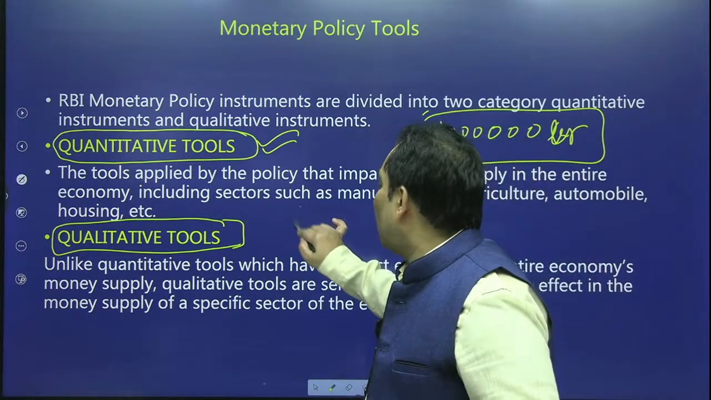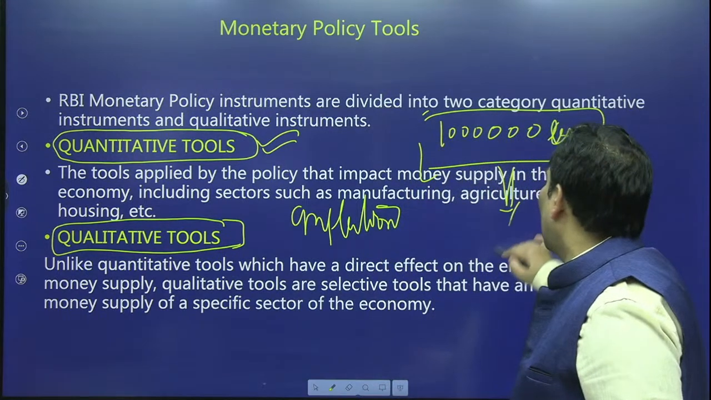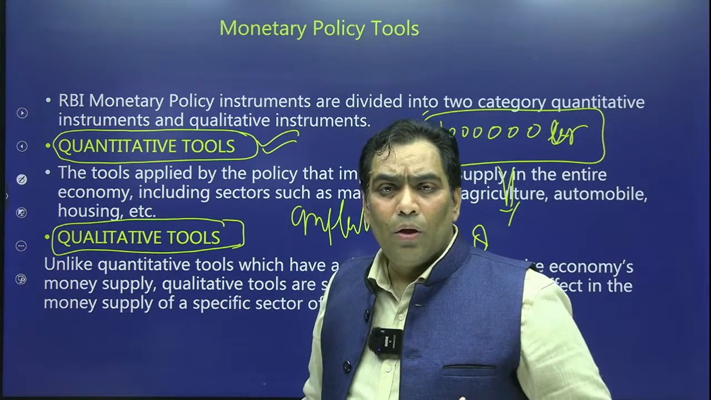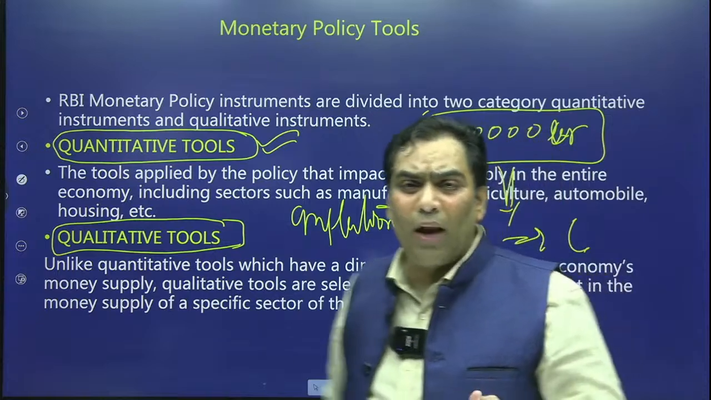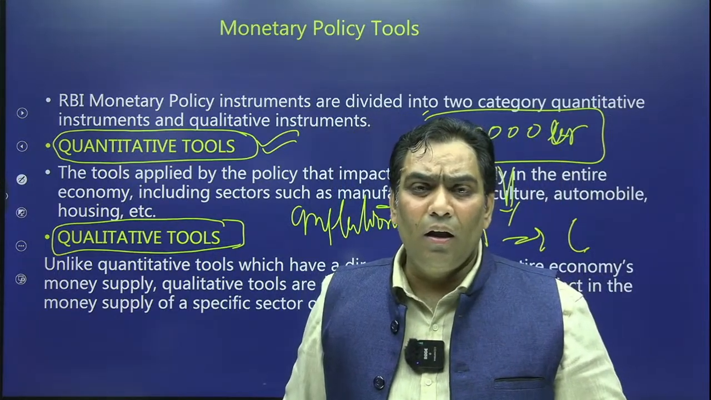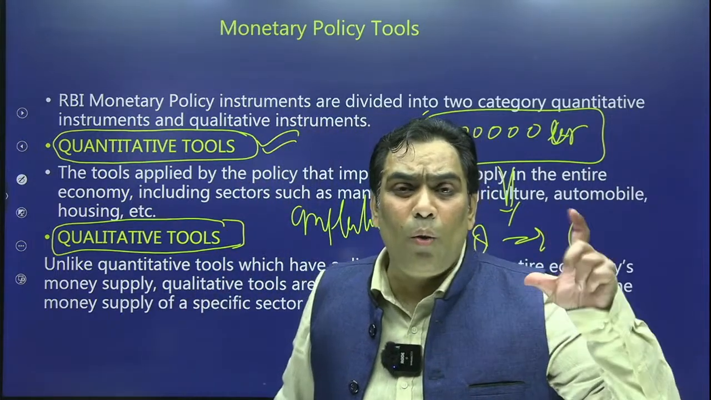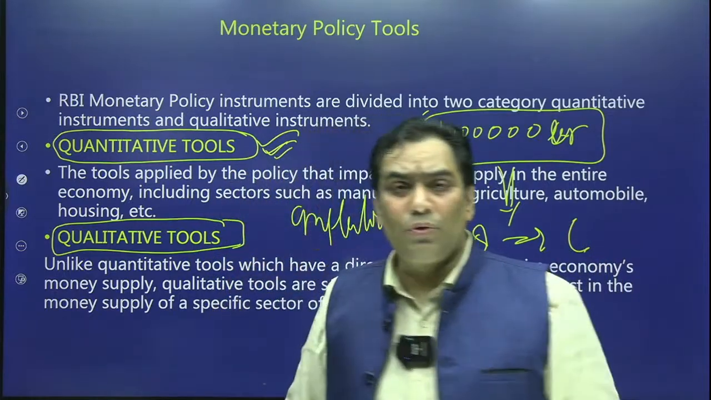If there is inflation, the RBI will decrease it, and wants to decrease it to 8 lakh crore. So that is going to be contractionary monetary policy. And how will the RBI do it? By increasing the interest rate. But the monetary policy which focuses on overall money supply in the economy is known as quantitative tools.